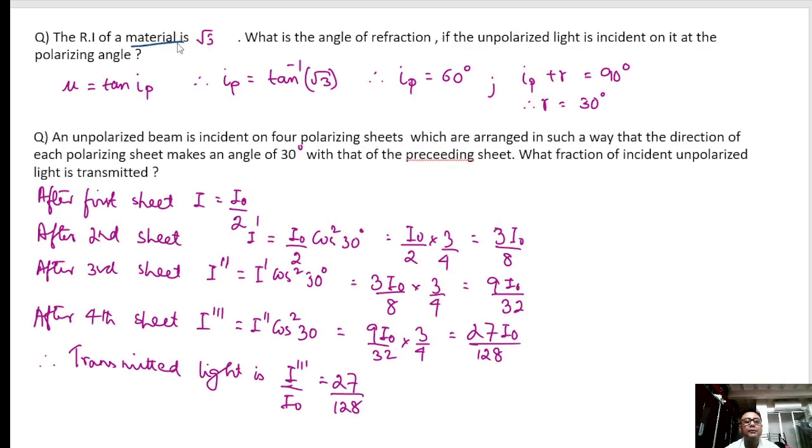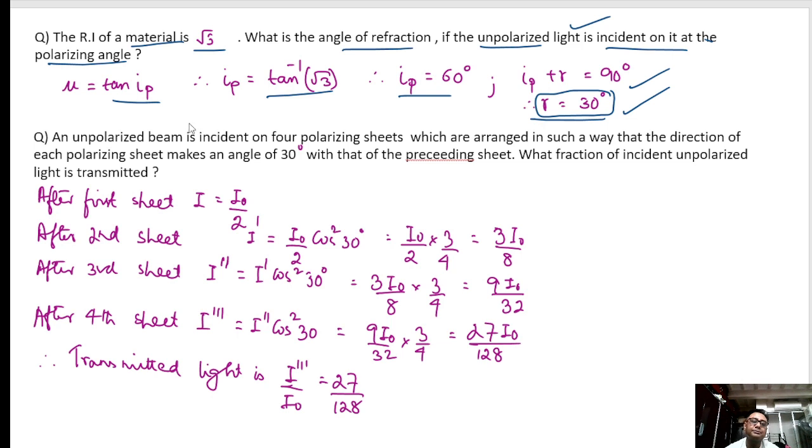Next, the refractive index is given. What is the angle of refraction? Here we can find the angle of refraction if the unpolarized light is incident on it at the polarizing angle. So they are asking what is the angle of refraction. We know IP plus R equal to 90, so we can find R.